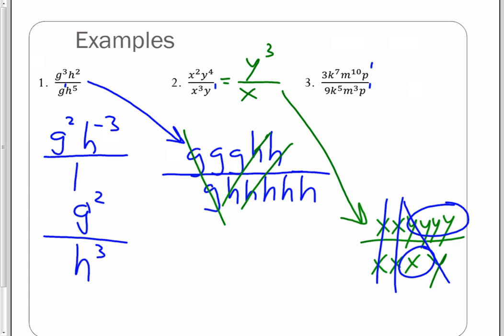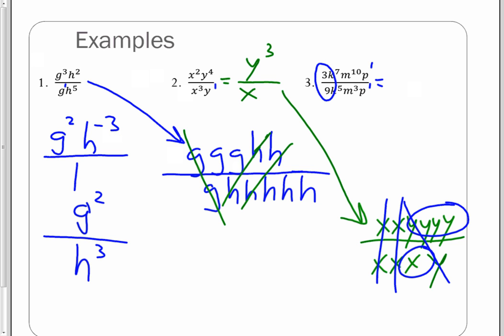So you can use the subtraction rule, or if the numbers are small enough, you could spread it out and cancel out and see what's left. For something like this, I would use the subtraction method. These are a lot bigger exponents. What do I do with this?